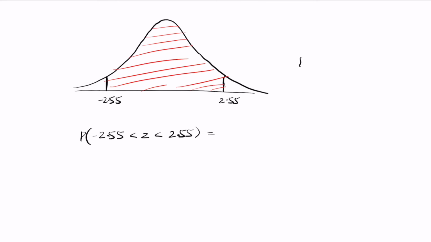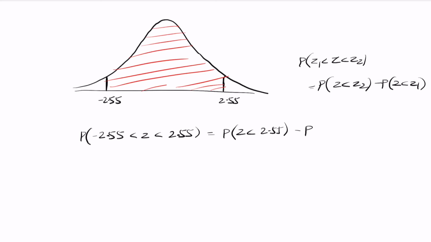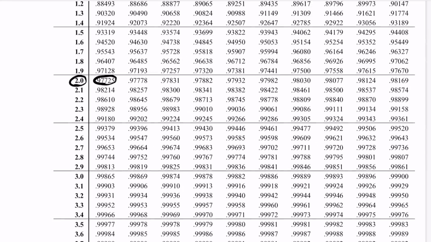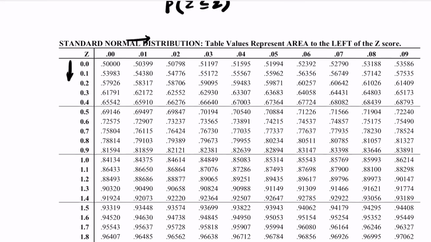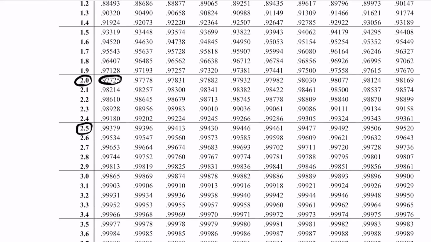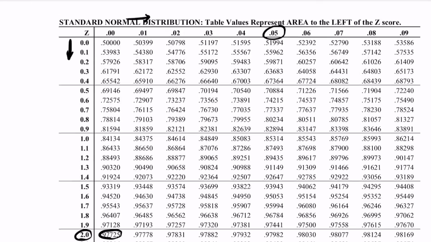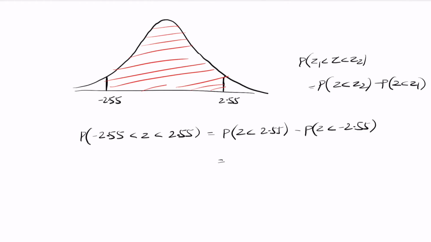Remember the formula. P of Z1 less than Z less than Z2 can be written as P of Z less than Z2 minus P of Z less than Z1. So here, P of Z less than 2.55 minus P of Z less than minus 2.55. First things first, we want to find 2.55. What is the value? The first value is 2.5 and 2.55 is this row. So that row is going to be 0.99461. So write down the value, 0.99461. This is the value for Z less than 2.55.